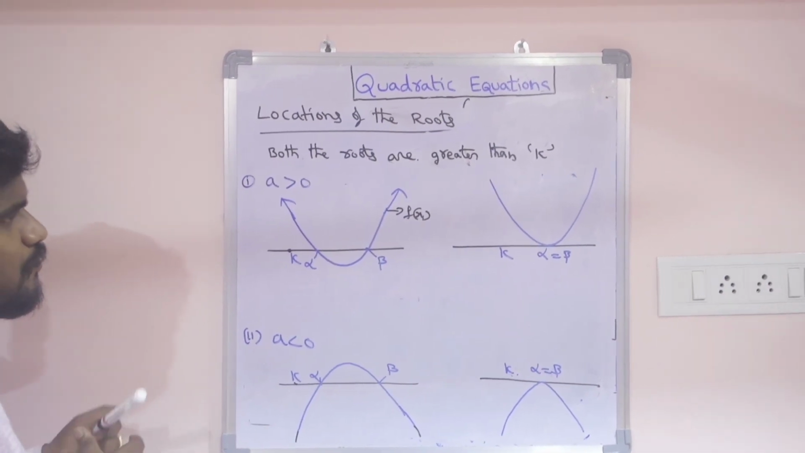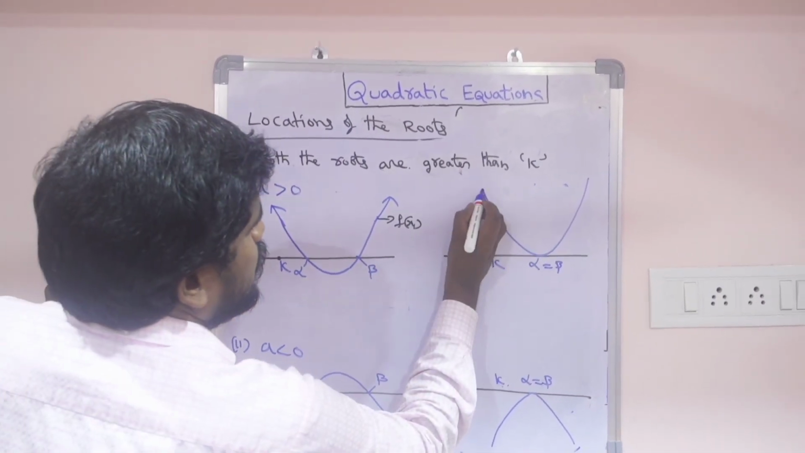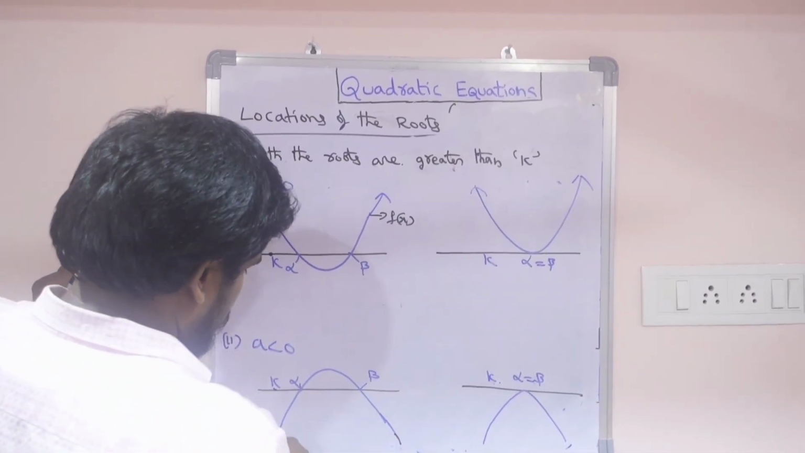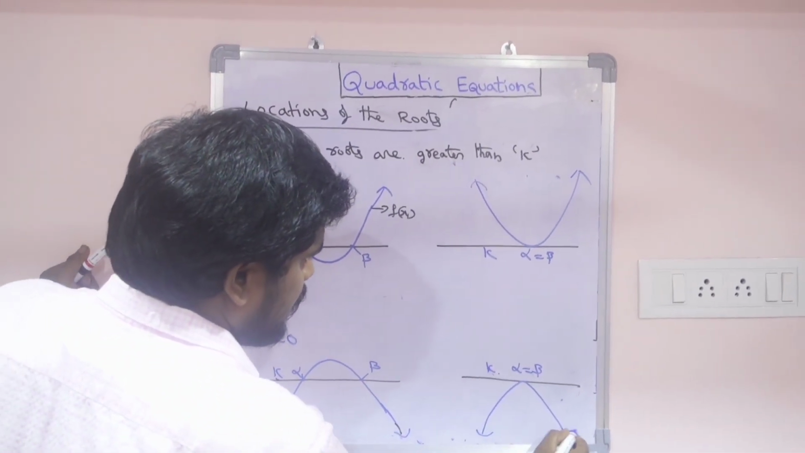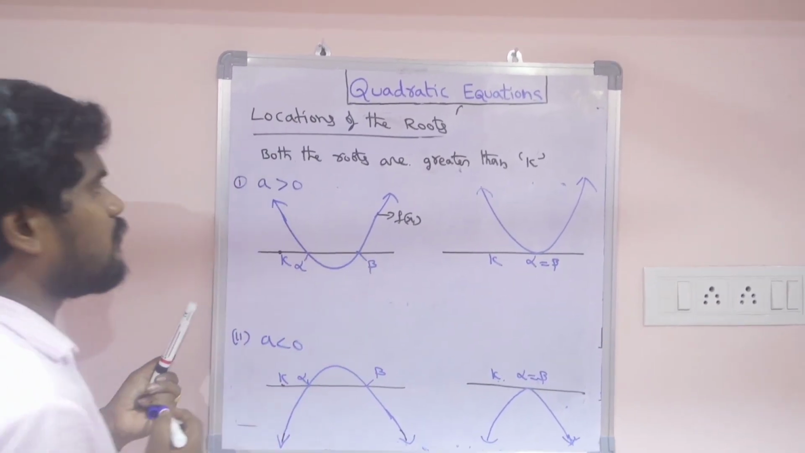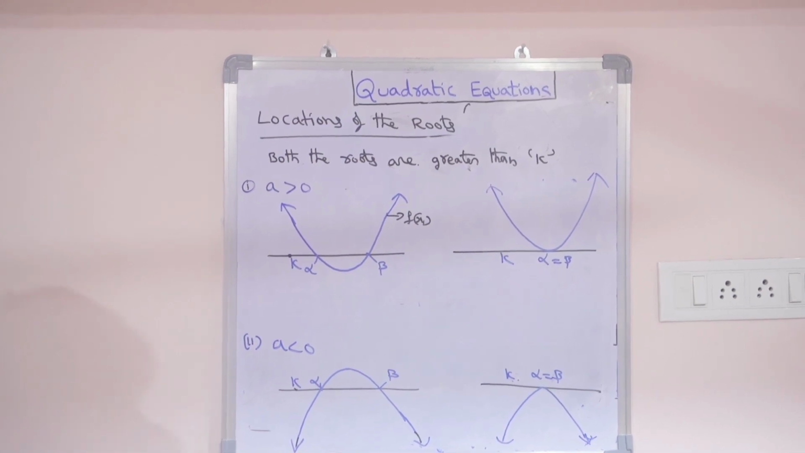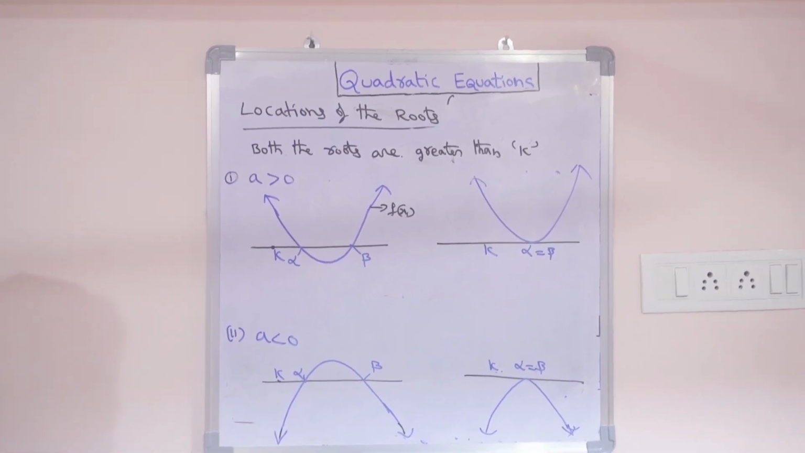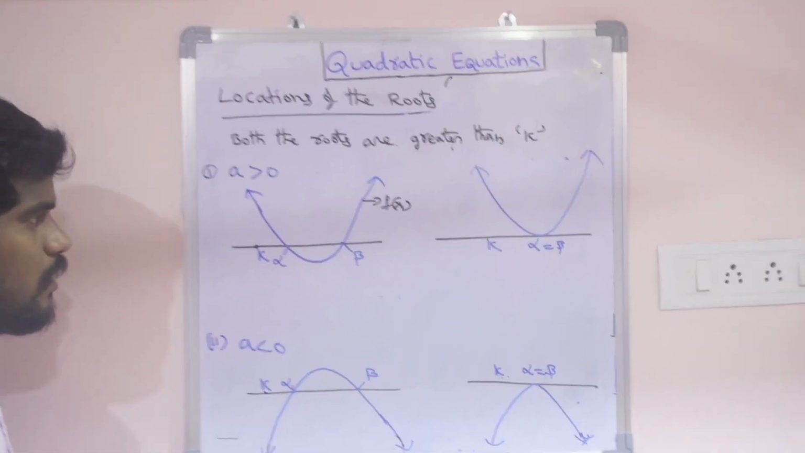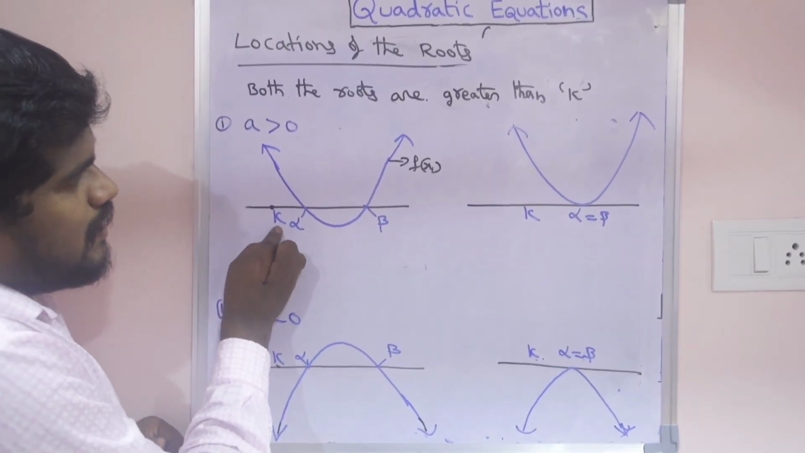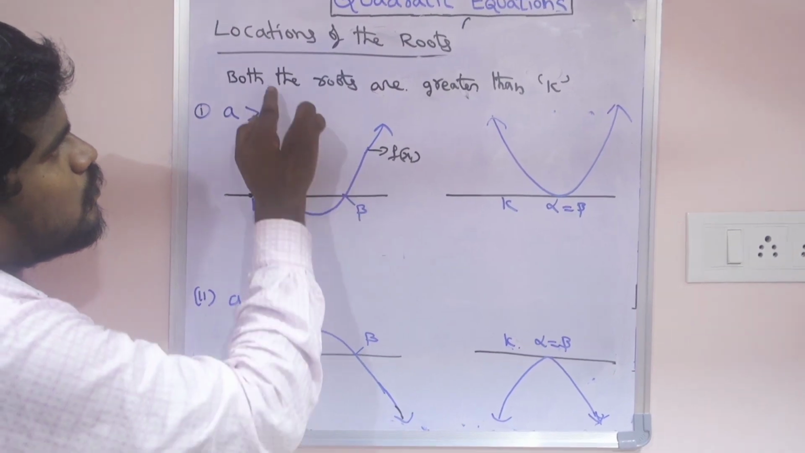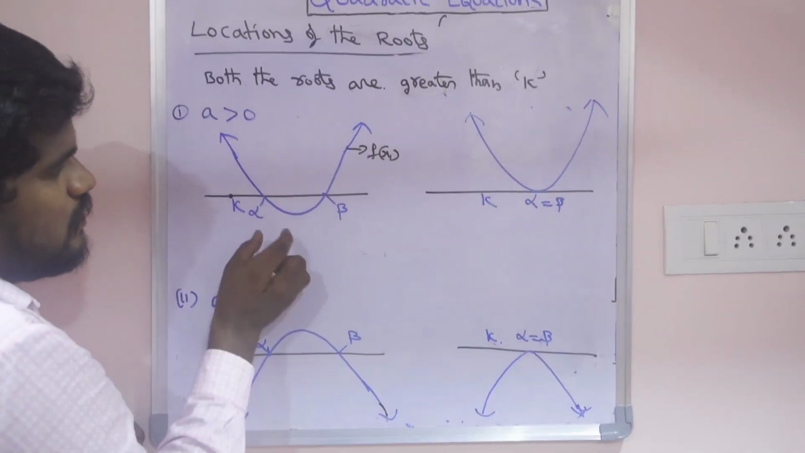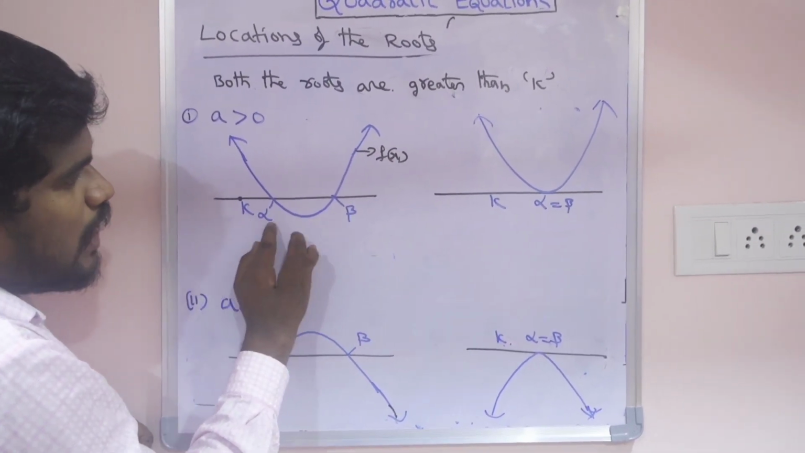And next, we need to compare three cases: delta, a into f of k, and compare minus b by 2a and k. Now first of all, delta. Here k value is less than alpha and beta, so both the roots are greater than k. So that's why I am writing k is below alpha, beta.